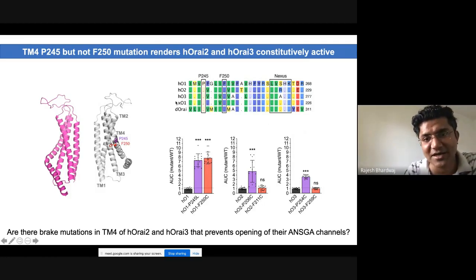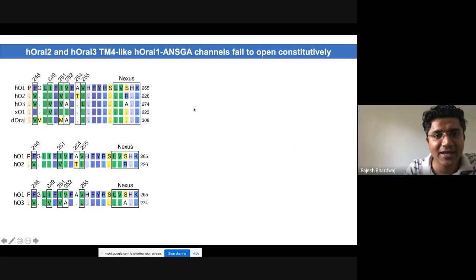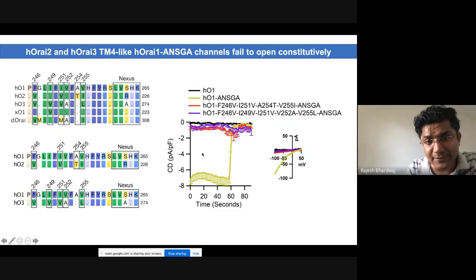So we thought that maybe there are additional break mutations in ORI2 and ORI3. These are the different residues highlighted that are either conserved or not conserved in human ORI2 and ORI3. We made a human ORI1 variant that looks like human ORI2 in this part of transmembrane domain 4, and a human ORI1 mutant that looks like human ORI3. So this quadruple mutant versus this quintuple mutant, in combination with the ANSGA mutations. We were surprised to see that the quadruple mutant that looks like ORI2 and the quintuple mutant that looks like ORI3 TM4, none of them were constitutively active compared to the wild type channel.